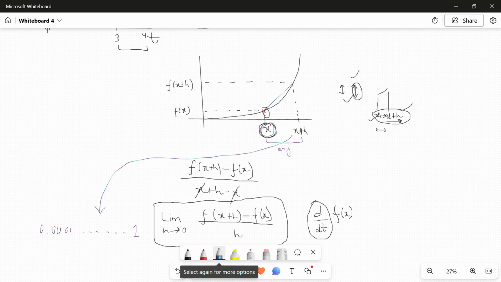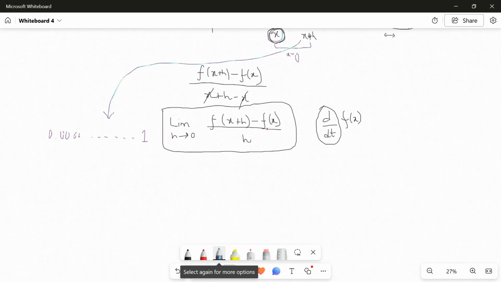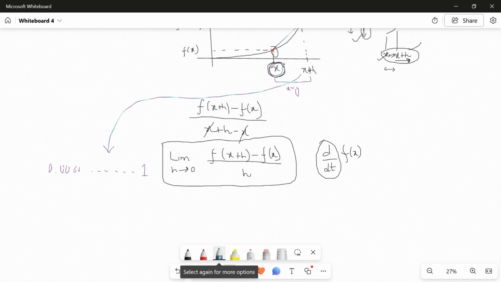But again, this is not giving me the velocity at this specific instant x or x plus h. I wasn't interested in that. That's why I was trying to get to the definition of differentiation. So what differentiation tells you is you just take your formula for the average and then you apply a limit where your h is approaching 0, or essentially your change in x is very small.